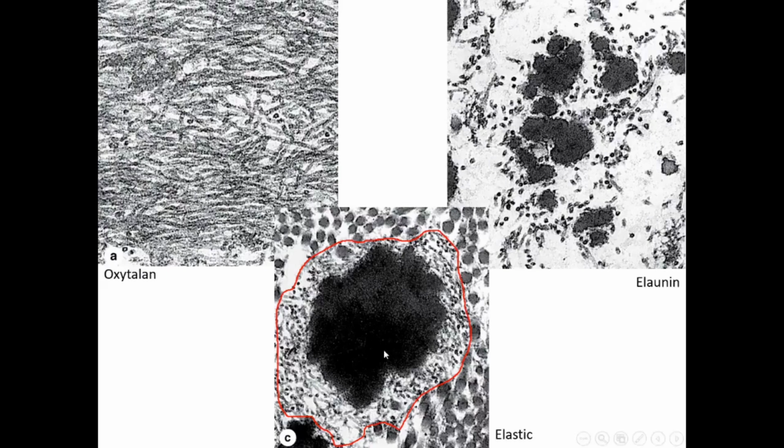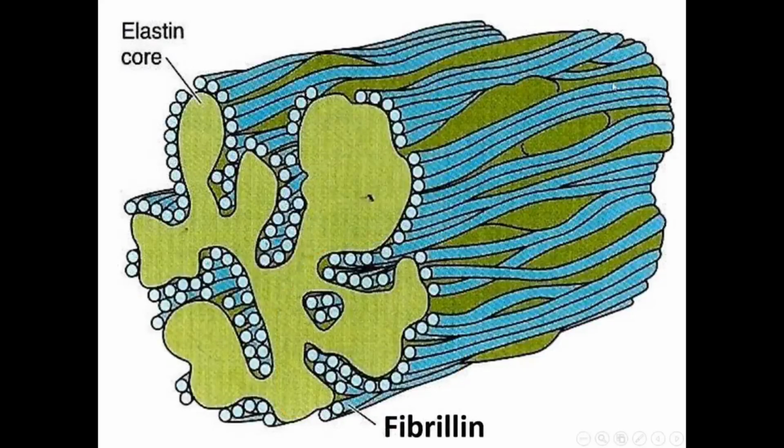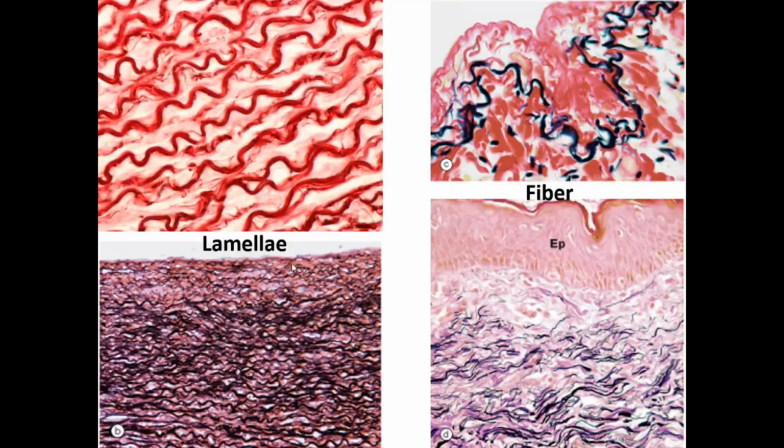And in our image, at the end, we have something like this. Elastin occupies the center, and fibrillin or microfibrils remain on the surface. So the elastic fiber has a shape something like this. In our body, we have elastic fibers in two forms.